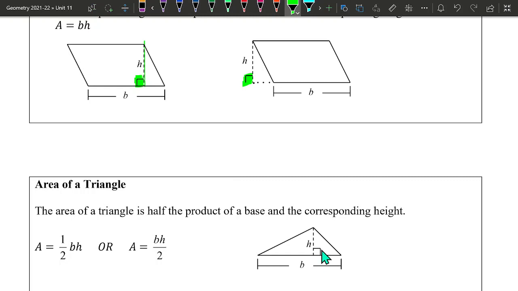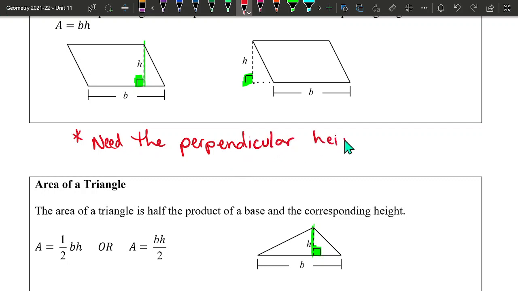And then the same with the triangle. The height of the triangle has to be perpendicular to the base, or else it's not a true height. Triangles also have something, or a pyramid has something called a slant height. We'll get to that when we get to 3D figures. But we are looking at the perpendicular height. You need the true height, which is perpendicular to the base, is the perpendicular height, or the true height.